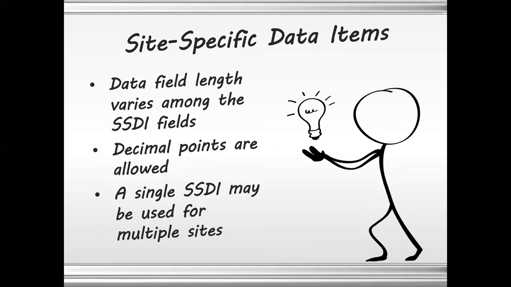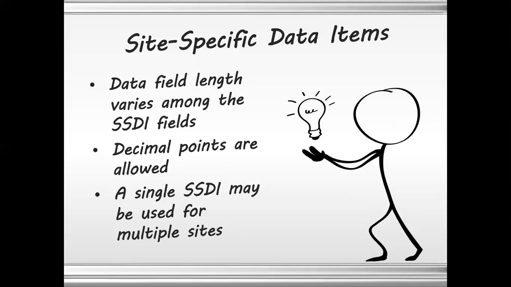Important thing to note about the SSDIs. The data field length or number of characters allowed in SSDI fields vary among each of the fields. Decimal points are allowed in some of these fields, and are sometimes required in these fields, which they were not allowed when we were collecting the site-specific factors for collaborative stage. So having these differences between the different fields is good. It makes for more accurate and precise data collection. So make sure you use the correct format for each data item, okay?